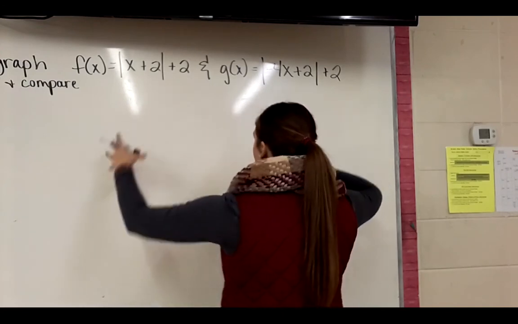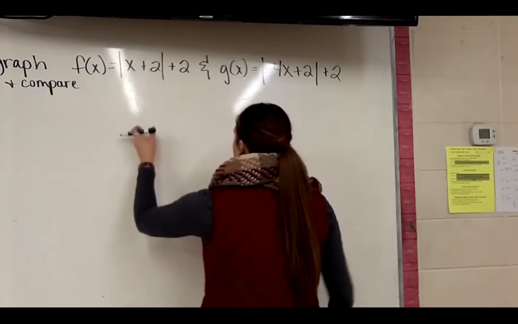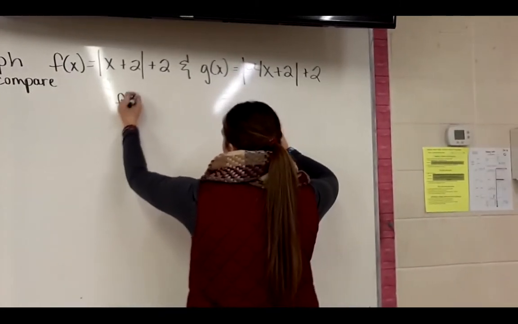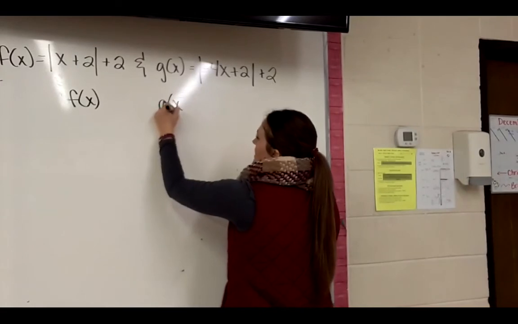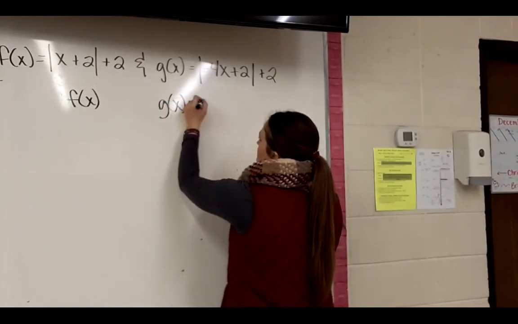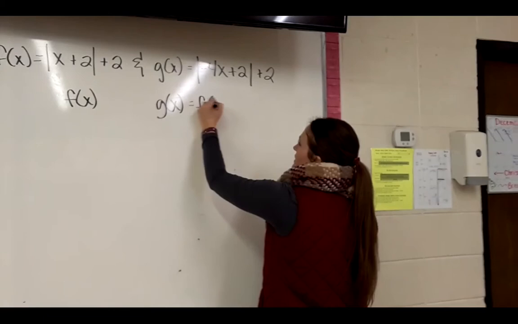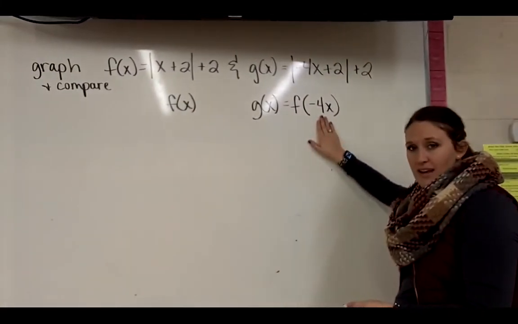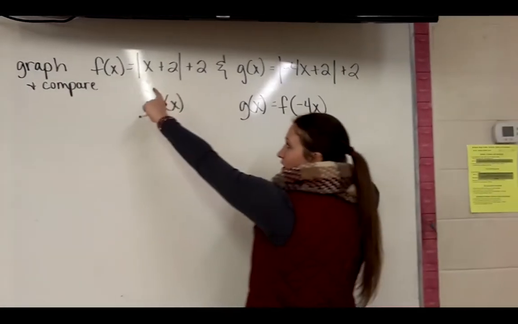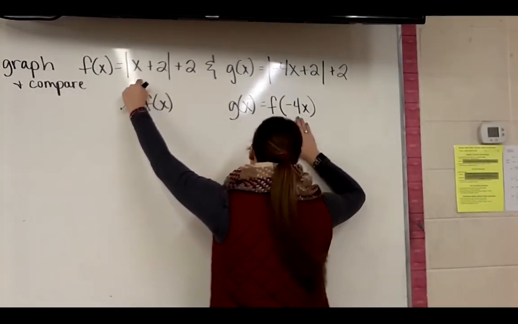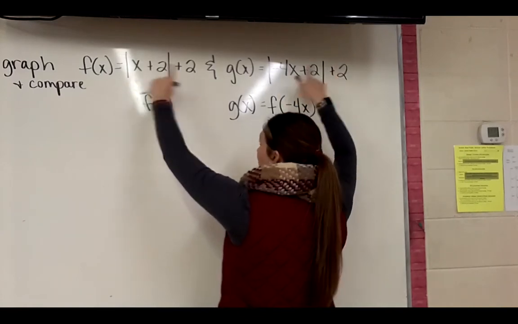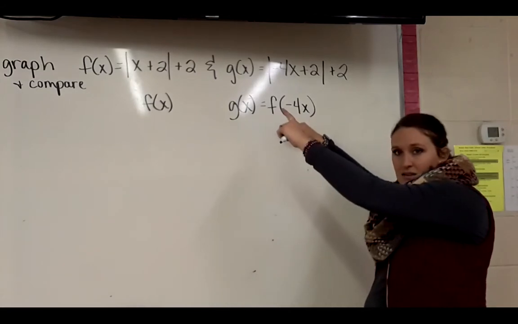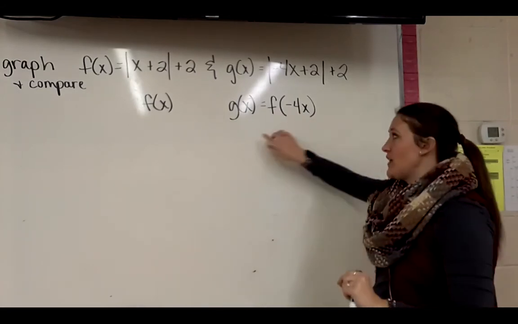So if we think about it, the only time we replace x with something else is when this one equals f of -4x. Because that would mean anywhere there's an x in my original function, f of x, I would just write -4x instead. That's all we did from one to the other: where there was an x, we replaced it with -4x. Well, that's what this tells me to do.